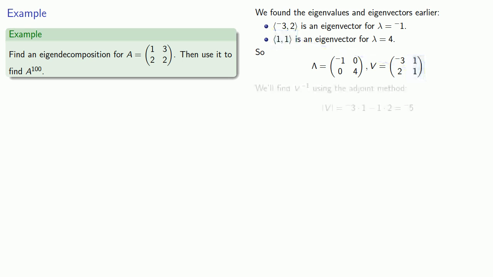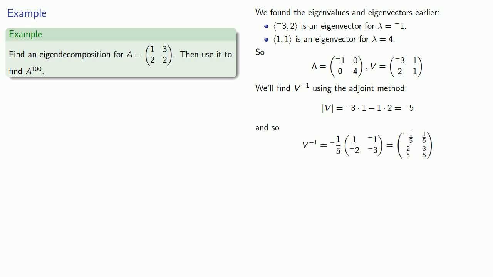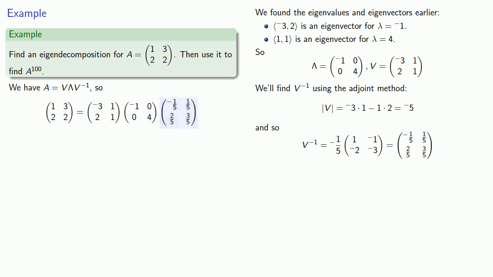We'll find V inverse using the adjoint method. Our determinant of V is going to be -5, and so V inverse is going to be -1/5, 1/5, 2/5, 3/5. And so that tells us that our matrix A is V lambda V inverse. So I can copy that down. I know what the matrix V is, I know what the matrix lambda is, and I know what the matrix V inverse is. What about A to the power 100?